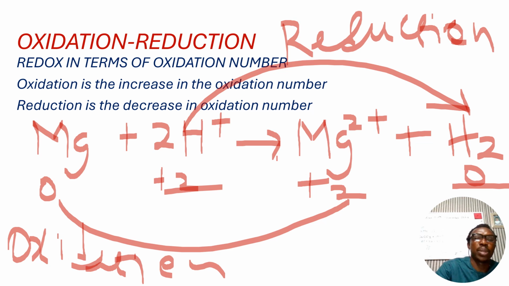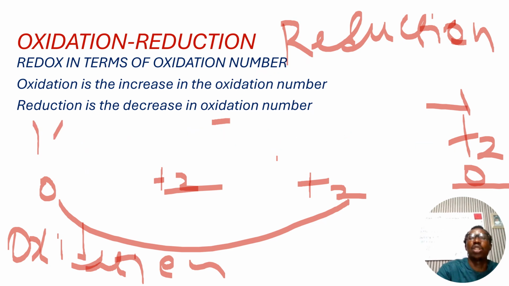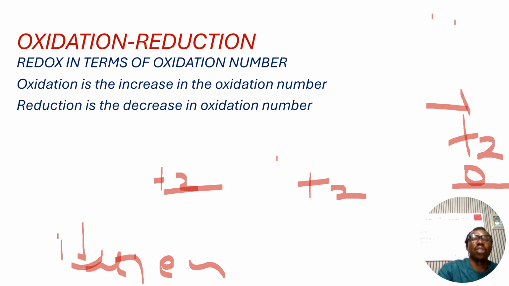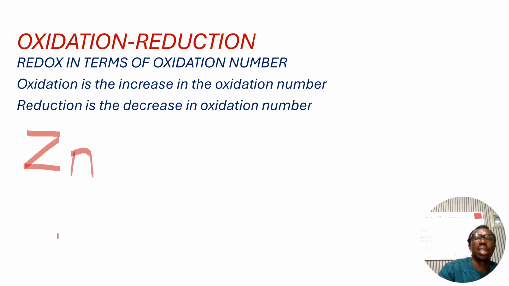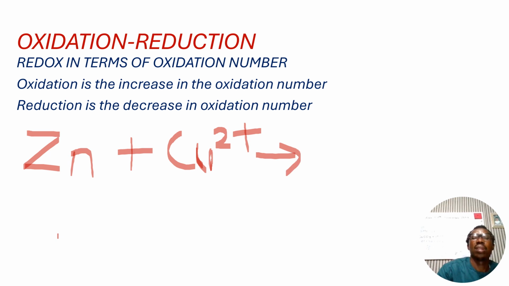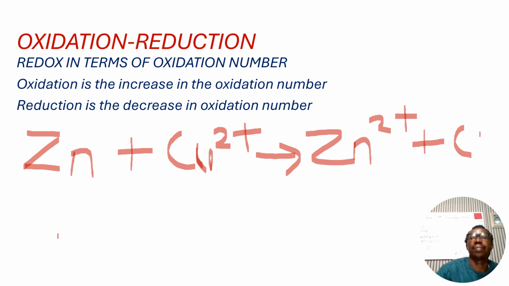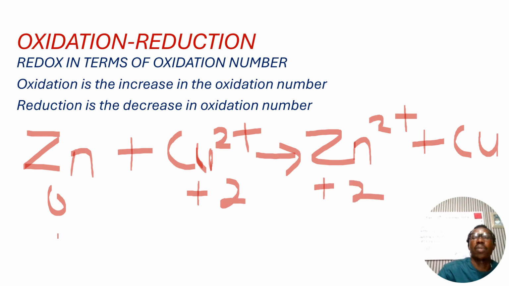If I take another example, let me just erase and take another example to illustrate oxidation and reduction in terms of increase and decrease in oxidation number. So zinc plus copper ion to give you zinc ion plus copper. So the oxidation number of zinc here is 0, the oxidation number of copper here is +2, the oxidation number of zinc here is +2, the oxidation number of copper here is 0.